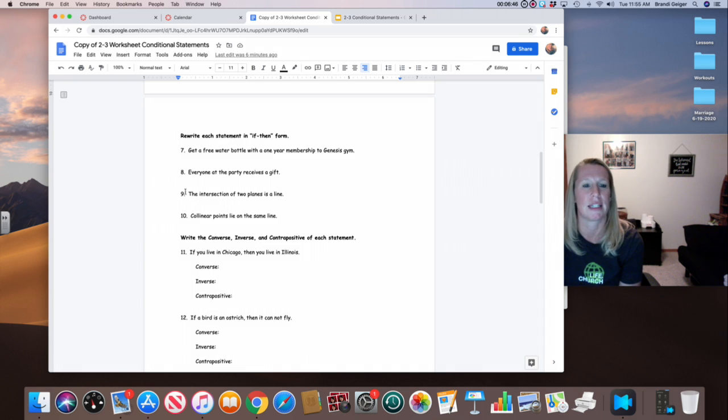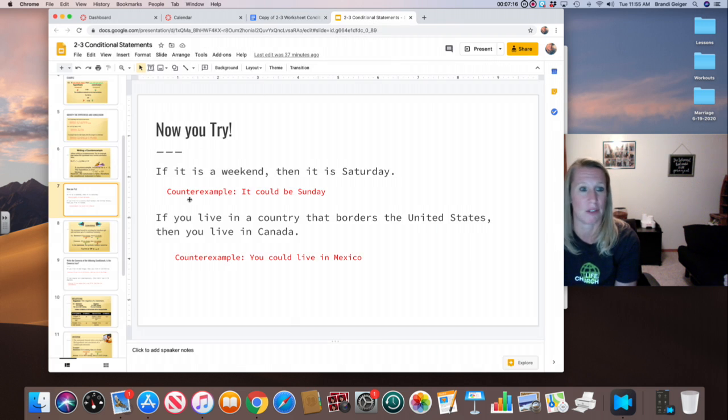Number 9 and 10 might be a little bit harder, so let me help you with those. Number 9 says, the intersection of 2 planes is a line. So you might say something like, if 2 planes intersect, then their intersection is a line. Number 10, collinear points lie on the same line. So you could say something like, if points are collinear, then they lie on the same line. Okay, so hopefully that's helping so far.